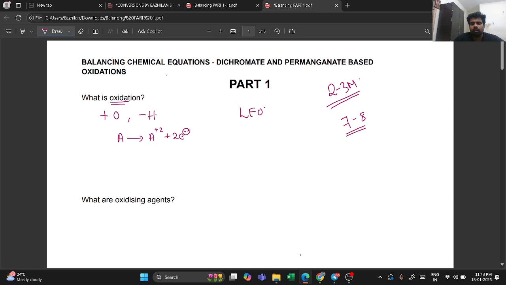Okay, you can use this shortcut of LEO. LEO means loss of electrons means oxidation. Okay, so here this particular element A is losing 2 electrons during this transformation, hence A is said to be oxidized. For example, suppose let me take this zinc. Okay, it is going to lose 2 electrons and form Zn2+, and 2 electrons are lost during this transformation. I can say that zinc is oxidized to Zn2+.